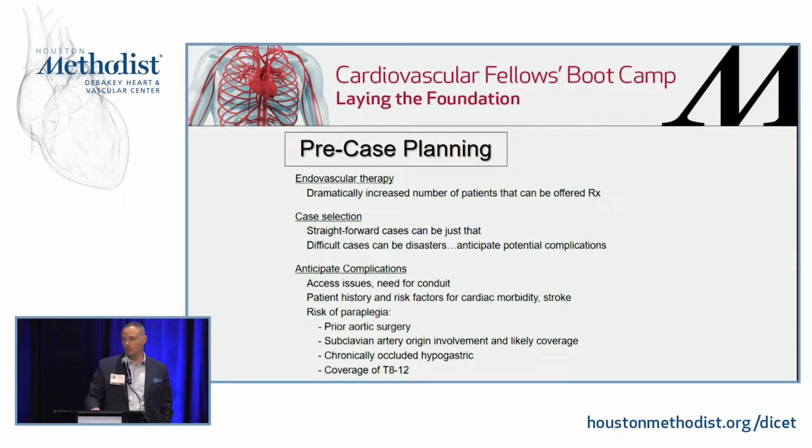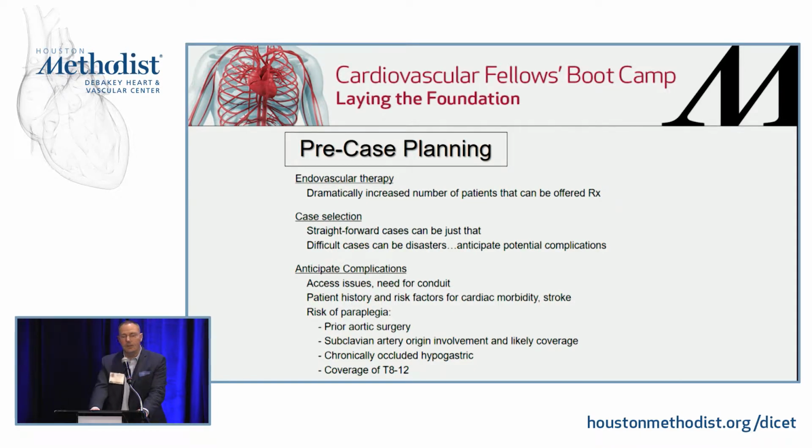So your pre-case planning for all of these thoracic endovascular repairs is very important. Once TEVAR came around, the number of treated thoracic aneurysms exponentially increased in the United States. There can be straightforward cases, there can be very difficult cases. It's all about the anatomy. You have to anticipate complications, access issues, whether they need to have a conduit. These devices have gotten smaller and smaller, which has allowed more patients to be treated. And we'll talk a little bit about some of the risks of that. When they start making smaller, thinner devices that don't have the same radial strength, they've had some issues of devices collapsing and things like that.